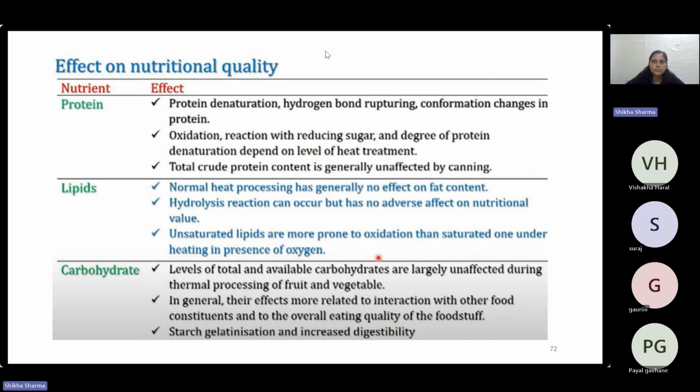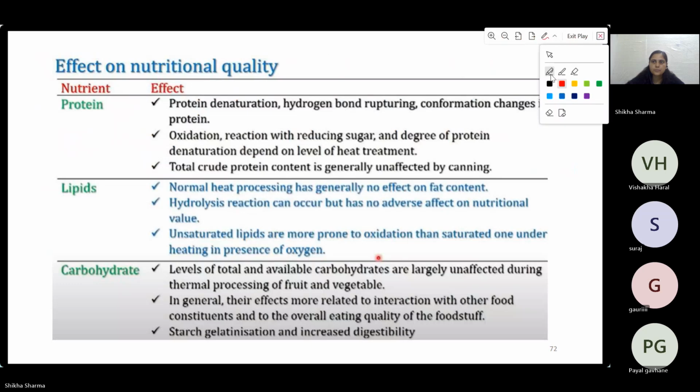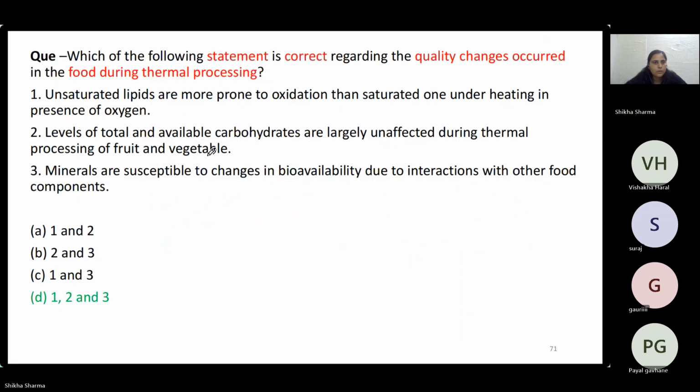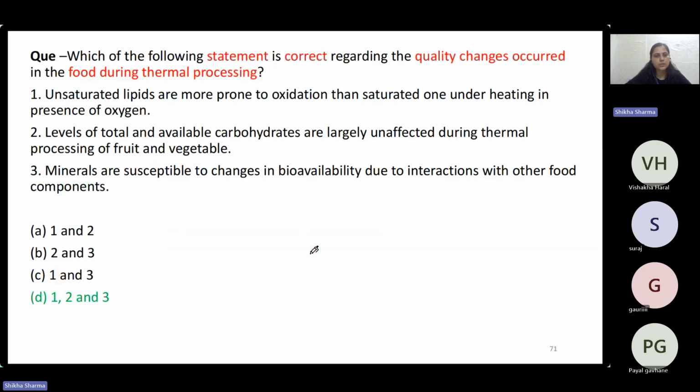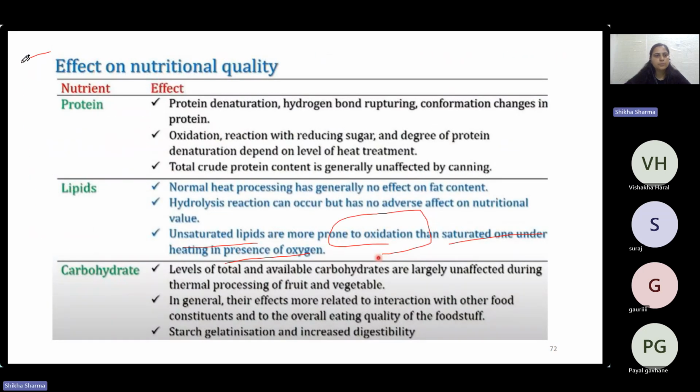So what is happening is, when we are heating the food product, the unsaturated lipids will be more prone to oxidation than the saturated ones in the presence of heat and oxygen. This is discussed already by Mishra sir in the lecture videos. This kind of table you can see.